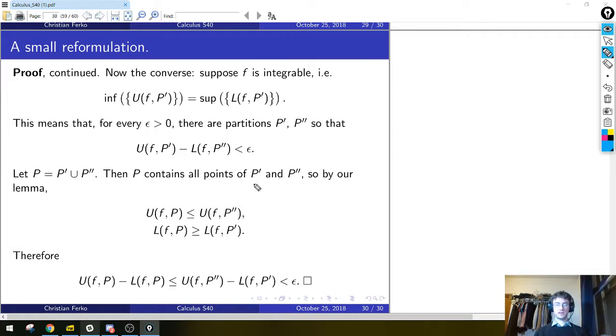But okay, thoughts on this? I have no thoughts on this. This is all sufficiently clear.